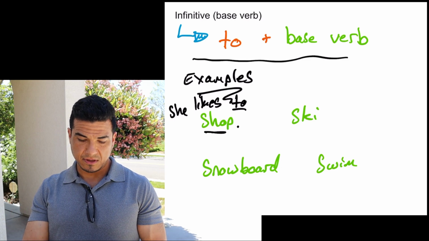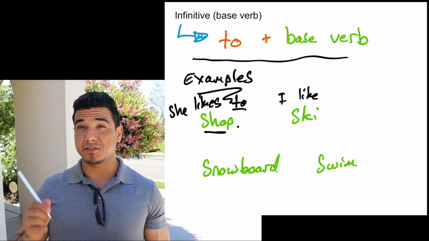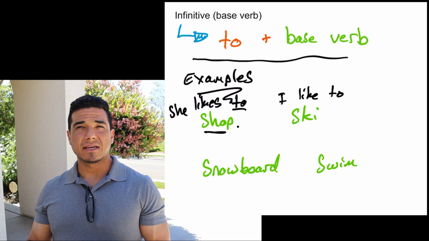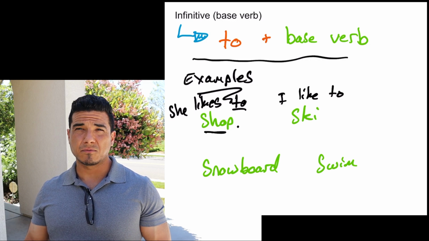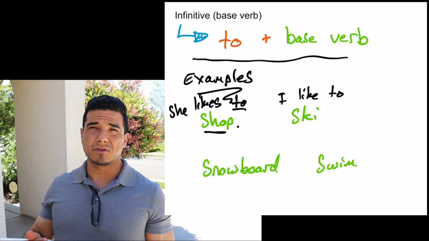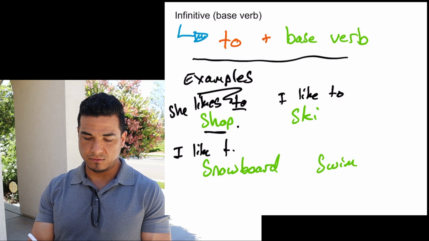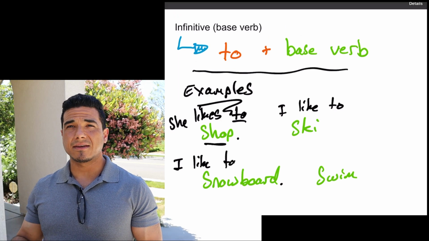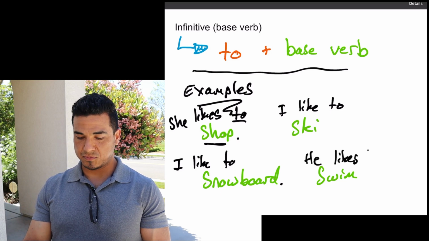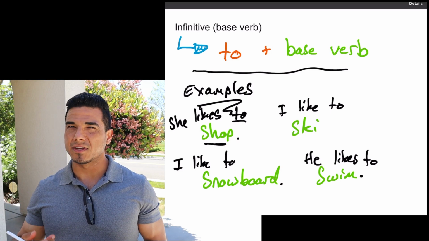Ski, so I like, instead of the previous example where I had skiing, I could change it to the infinitive where I say I like to ski. Same thing with snowboard. Whereas in the previous one I said, I like to go snowboarding, instead I can say snowboard. If we wanted to stick with the infinitive, we can say, I like to snowboard. And for swim, I could say, he likes to swim. There's plenty of other better sentences you can come up with, but these are just some quick examples.